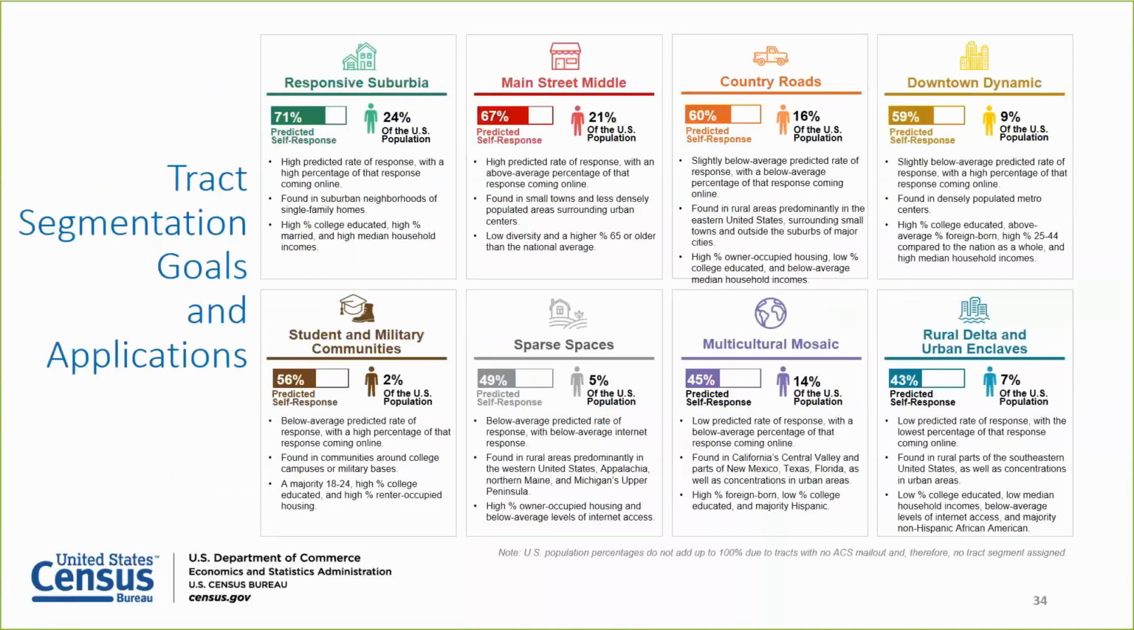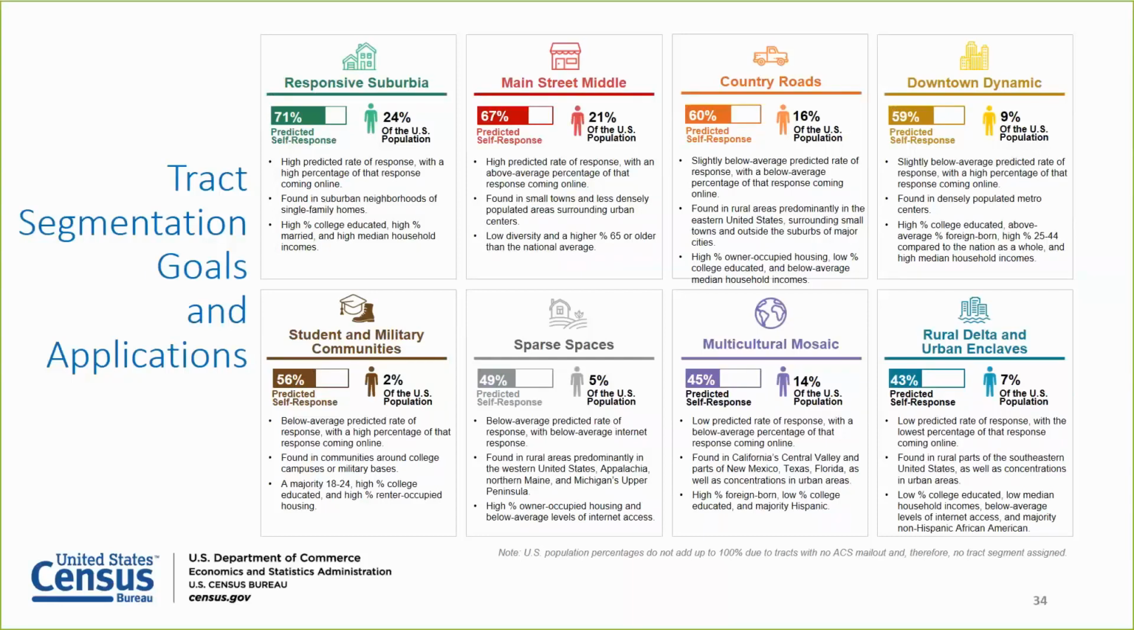Okay. All right, so what are some of the tract segments? This is that cool multicolored map that Suzanne just showed us. This is the breakdown of those segments that we've created. Your responsive suburbia tends to be tracts that overall have more single-family homes, married couples, highly educated, and we're going to have 71% self-response from these people. So we're not as concerned about them as maybe the multicultural mosaic group that I'll dive into in a second.